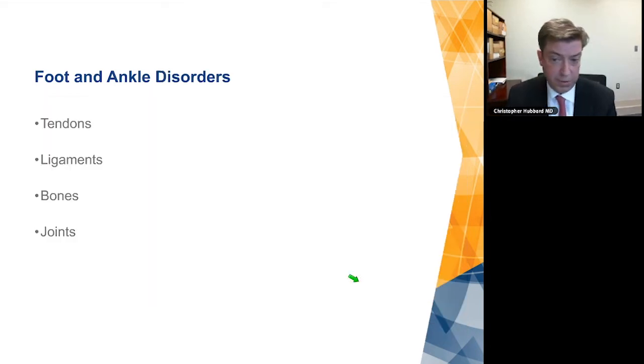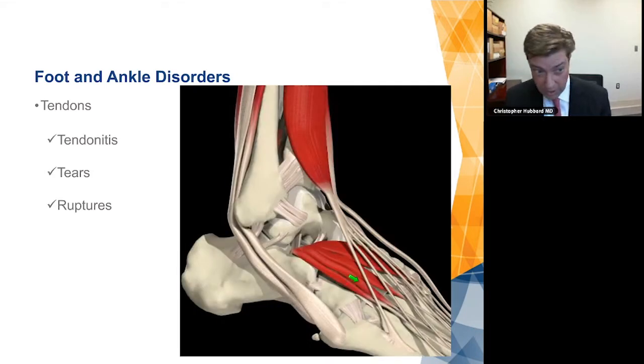So broadly, in terms of the different types of conditions that we see in the foot and ankle, there can be a problem with the tendons, the ligaments, bones, or joints. In terms of the tendons, tendons are muscles that connect with the tendon to the bone, crossing a specific joint, allowing motion at that joint. Some of the conditions we'll see are just an inflammation or tendinitis, a tear, typically a partial tear, a longitudinal tear, and sometimes even complete ruptures.